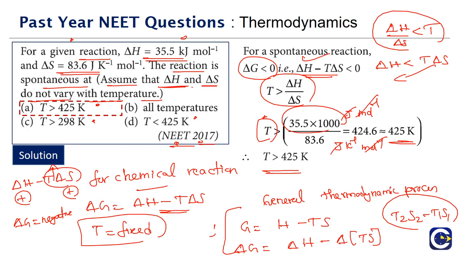So these kind of questions are also quite common in NEET. In many years they have asked this particular model of question: under what conditions does the reaction become spontaneous? Always you have to use the same formula. Delta G must be negative, means delta H minus T delta S must be negative. From there we will get the condition in terms of the temperature.